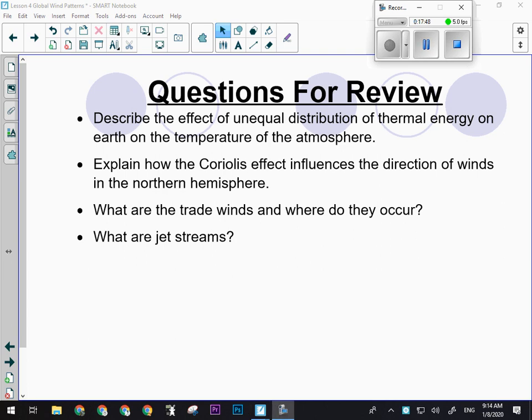So, the effect of unequal distribution of thermal energy on Earth. What does that cause? What is the effect of it?